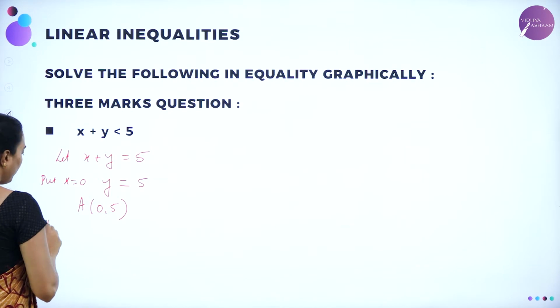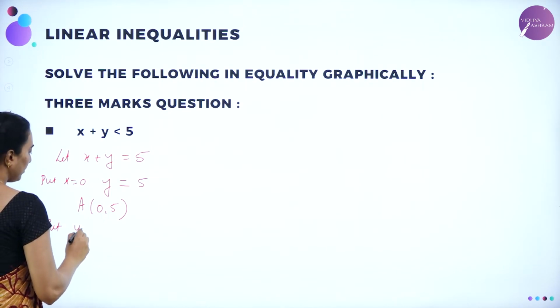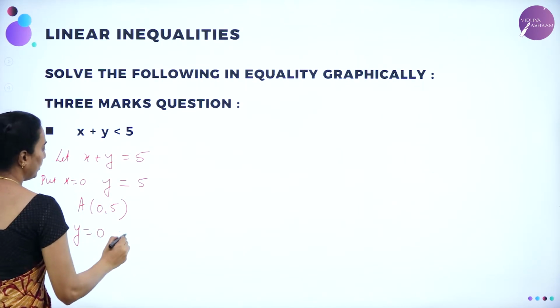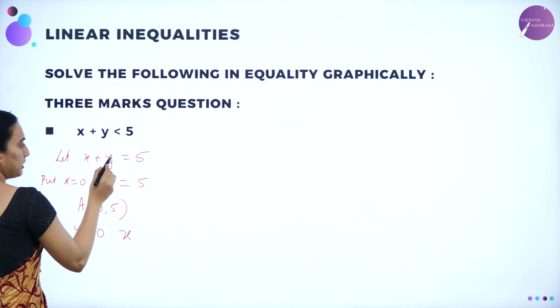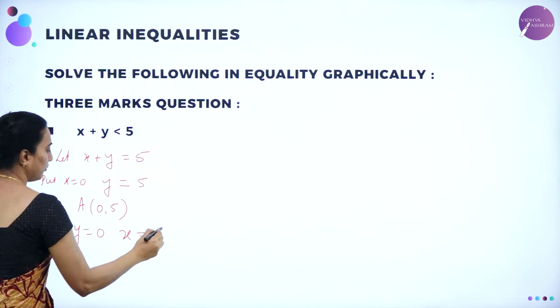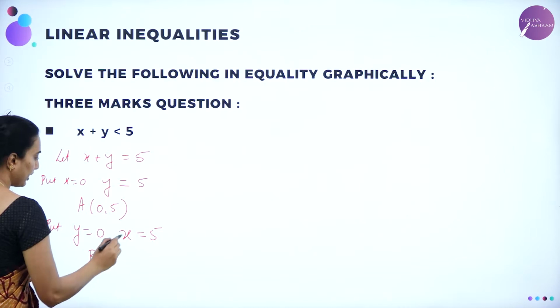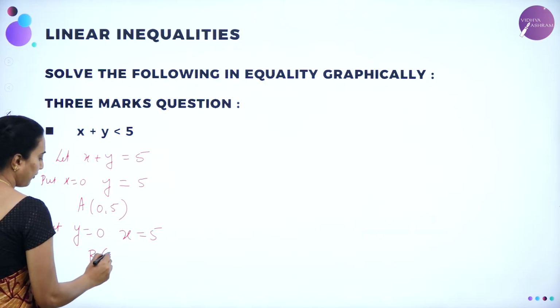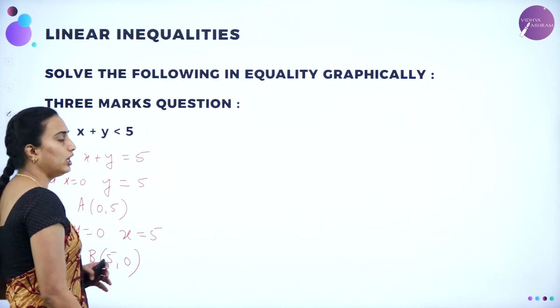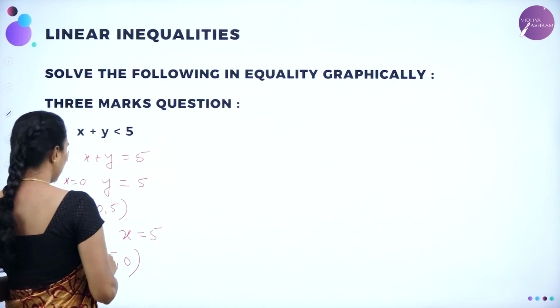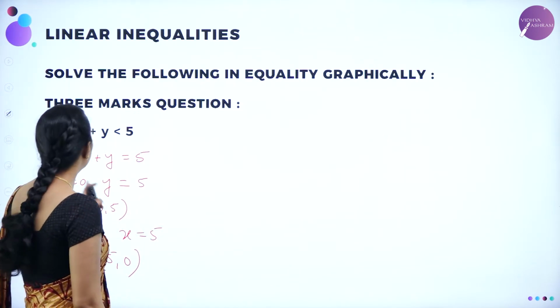Understood? Now put y is equal to 0. So what am I getting for x? If you put y equal to 0, x plus 0 is x, x will be equal to 5. So this is a point B of x comma y, that is 5 comma 0. So let me mark the point 5 comma 0 on the graph.